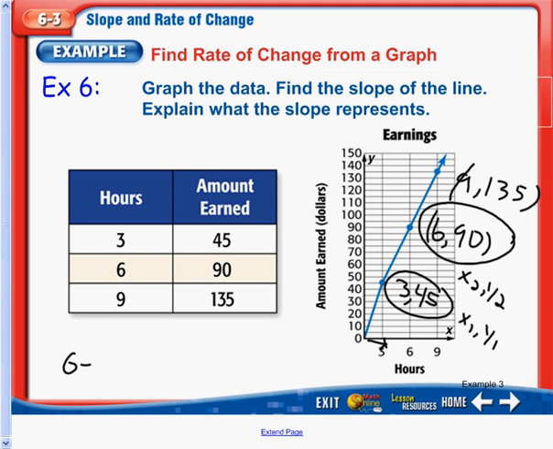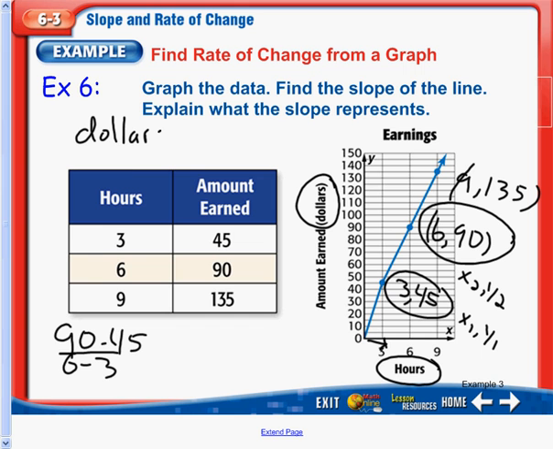So I have 6 minus 3 for my x values. And then I have 90 minus 45. And again, this was dollars per hour. Should have mentioned because we have our y label over our x label. 90 minus 45 is going to give me 45, because 45 is exactly half of 90. 6 minus 3 is going to give me 3. And so now I need to simplify. You can use a calculator for this. 45 divided by 3 is going to give me 15 over 1. And then I have dollars per hour.